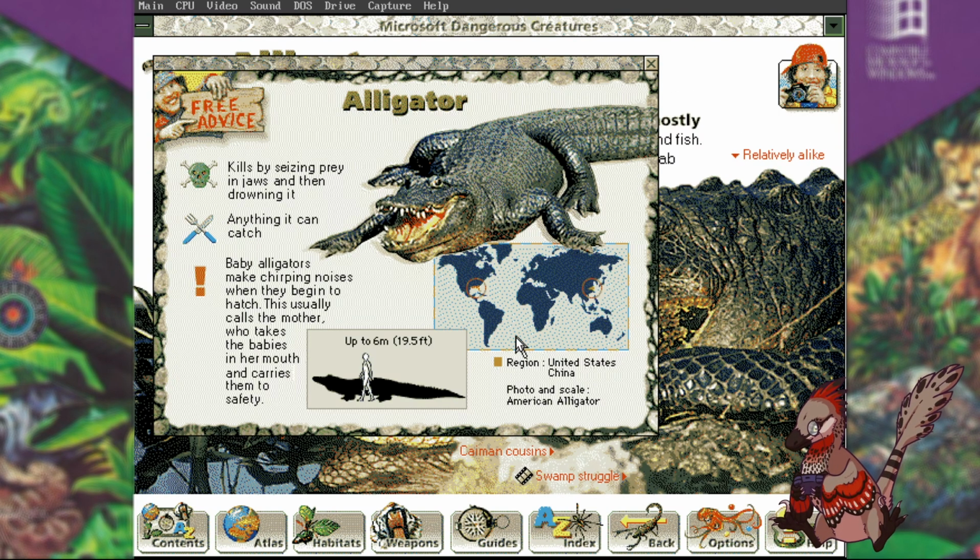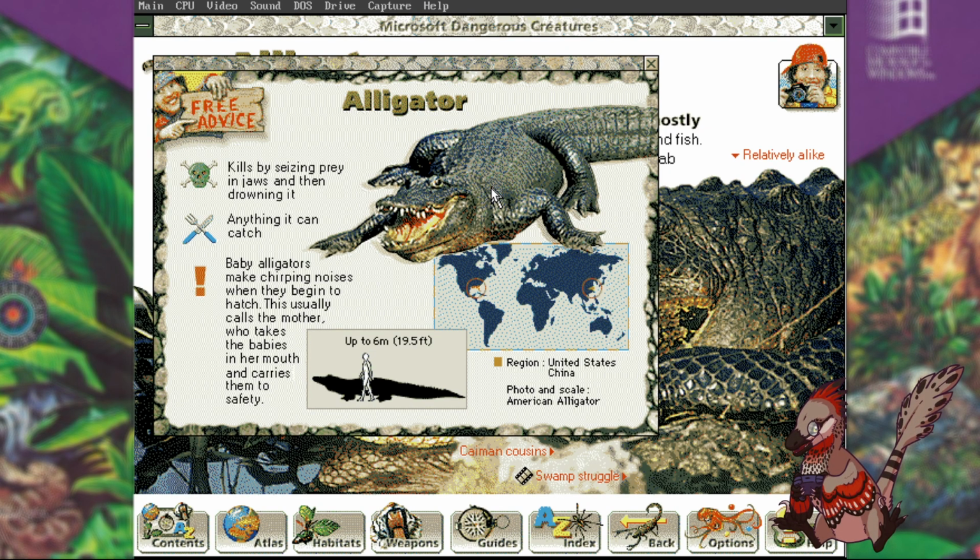Let's look at some facts. Kills by seizing prey in jaws and then drowning it. Oh, I didn't actually know it drowned them. I just thought they ripped them apart, and that was what killed them. But the drowning does make sense. Probably a bit easier to drown the animal first and then it doesn't wiggle around in your jaw. It eats anything it can catch, which is kind of terrifying. Baby alligators make chirping noises when they begin to hatch. This usually calls the mother, who takes the babies in her mouth and carries them to safety. Ah, that's adorable, though.